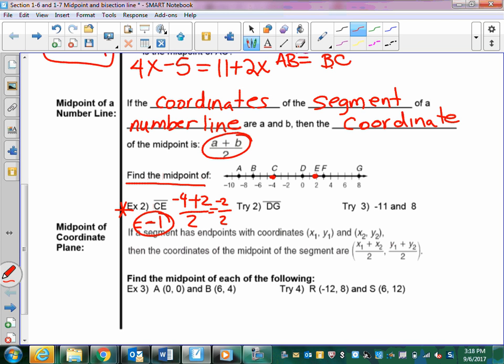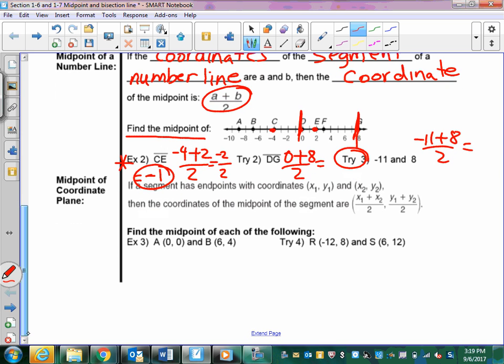And for the second part, try number 2, DG. D is here, G is here. So 0 is D, plus 8, divided by 2. So what is the midpoint of DG? The same thing with number 3, -11 plus 8 divided by 2. What is that? Make sure you answer that question before you move on to the next one.